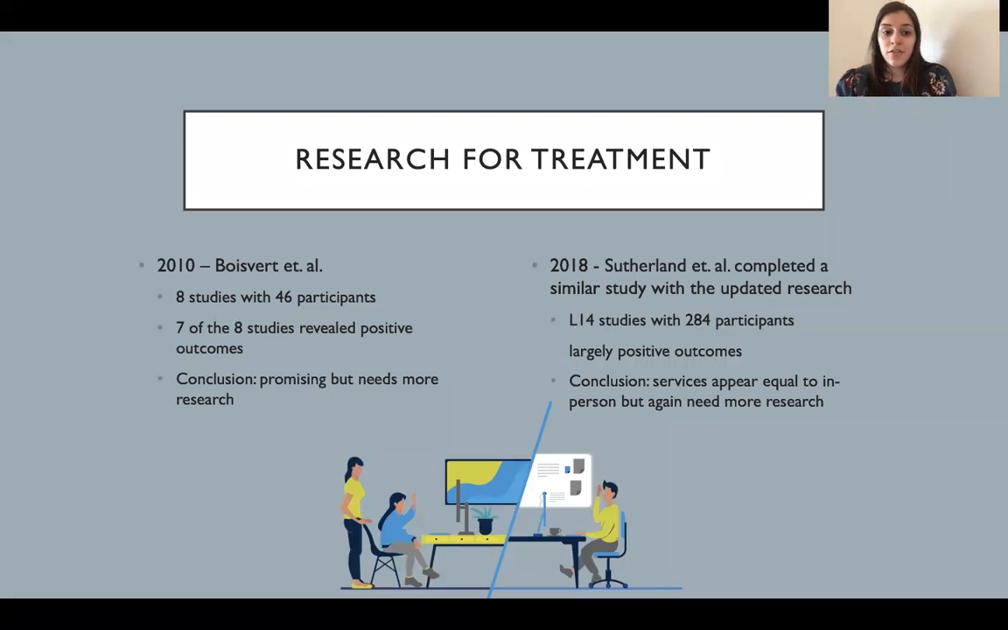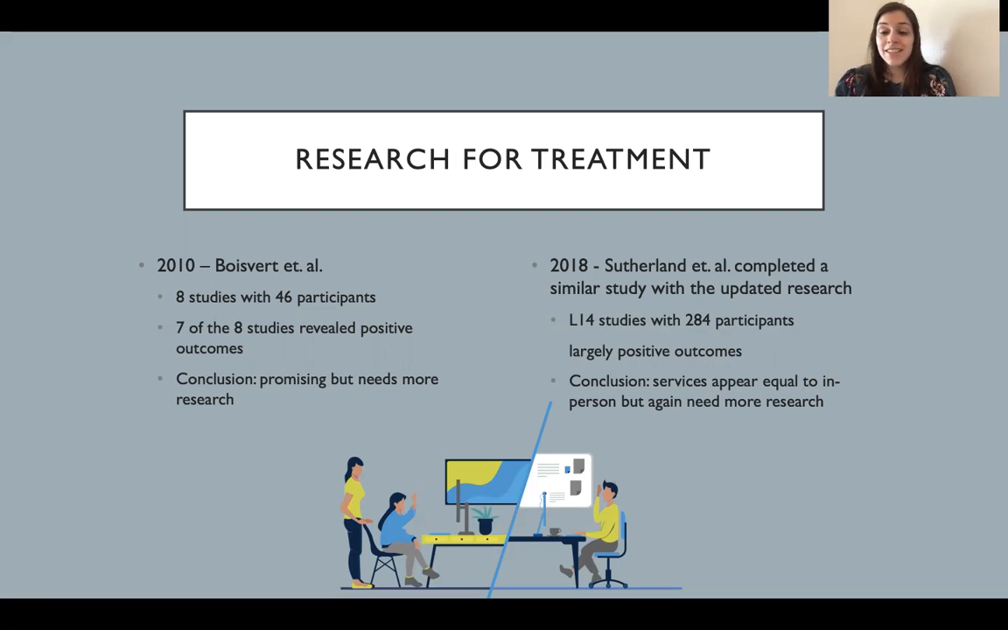Looking at the research for treatment use of telepractice, so in 2010, Boisvert et al. compared the current studies that had been published into the literature. So at the time, there were 8 studies with 46 participants that looked specifically at using telepractice to provide treatment for individuals with autism.